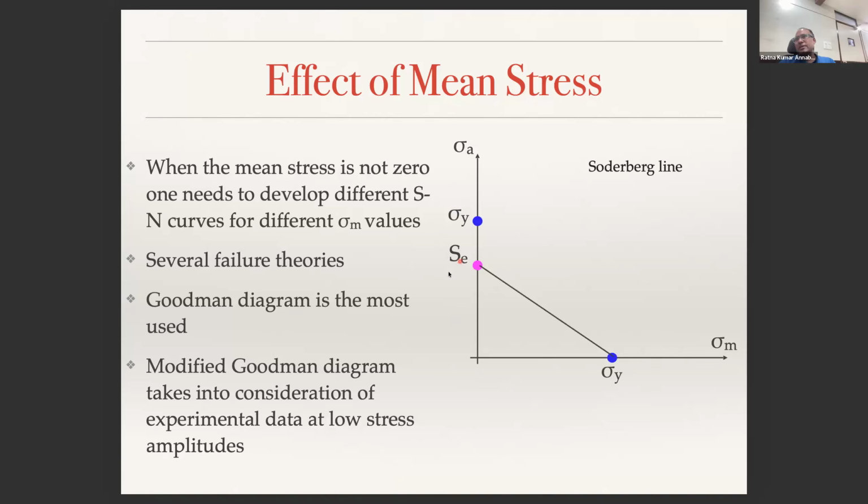If I connect my SF with sigma y, then that line is what we call the Soderberg line, a very conservative one. But then later Goodman said, on the x-axis, although you are saying failure, when zero mean stress is there, failure for a brittle material is not because of yielding, but because of fracture. That is why you should not take yield, but you should take ultimate tensile strength. And that is your modified Goodman diagram. And instead of connecting with a straight line, if you connect it with a parabola, then that becomes your Gerber's parabola.